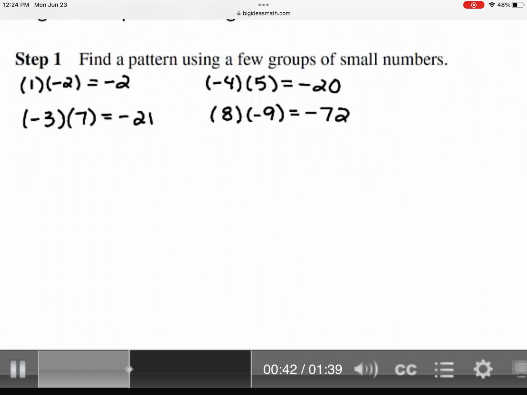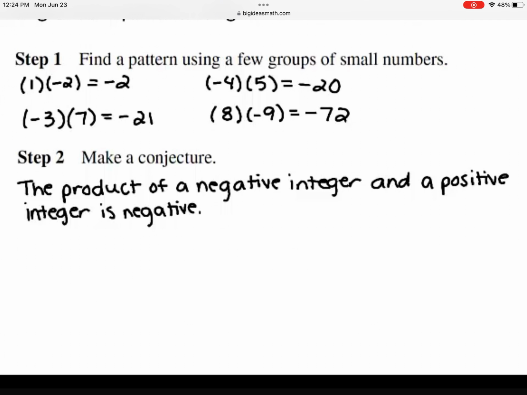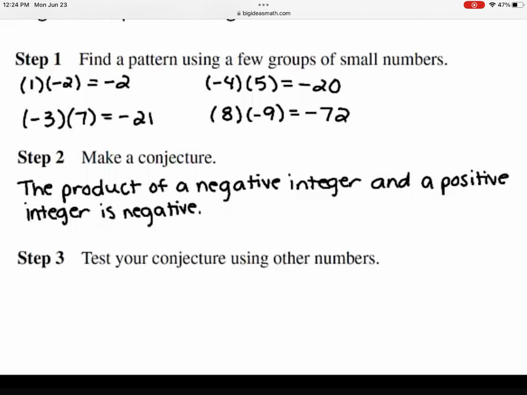Now that you've tested a few groups of small numbers, the second step is to make a conjecture. In step 1, you noticed that each of the products was negative. So your conjecture could be: the product of a negative integer and a positive integer is negative. Now that you've made a conjecture, the third step is to test your conjecture using other numbers.